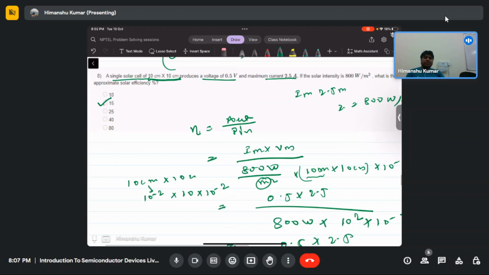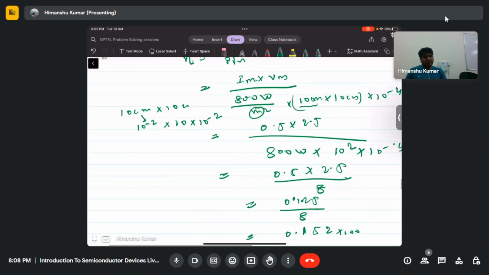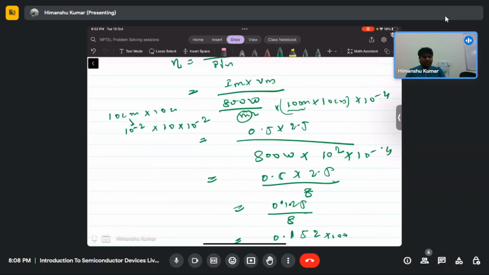If area is also given in meter square, then you don't need any conversion. Then we can just put 10 into 10. To convert centimeter to meter, we are using 10 power minus 2. If it is vice versa, you need to multiply by 10 power plus 2.